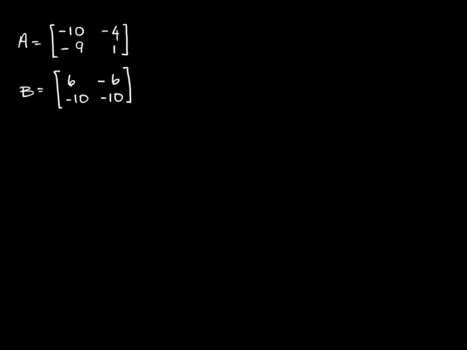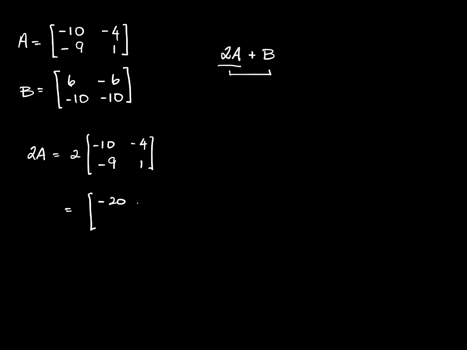All right, here are two matrices, A and B, and what I'd like to do is to compute 2A plus B. Well, 2A is just A scaled. It's just the matrix A scaled by 2, and that produces a new matrix. And once I've got this new matrix, I can add it to the other matrix B. So let's start by scaling A. 2A is just 2 times every entry in the matrix A, and that's going to be, in this case, -20, -8, -18, and +2.